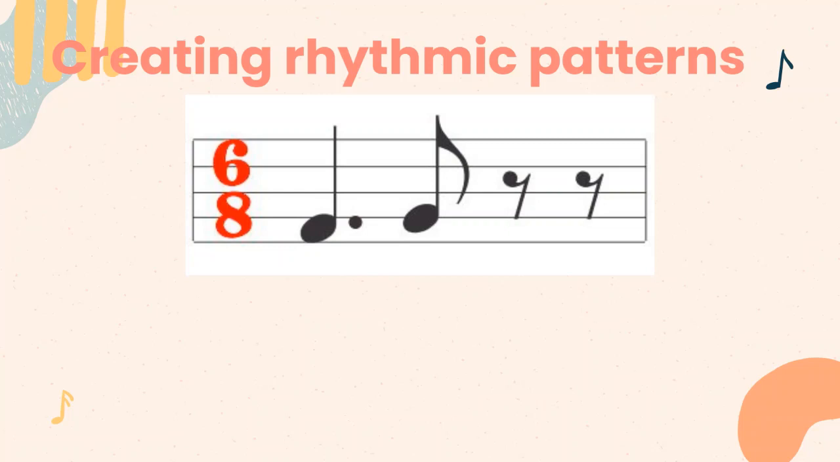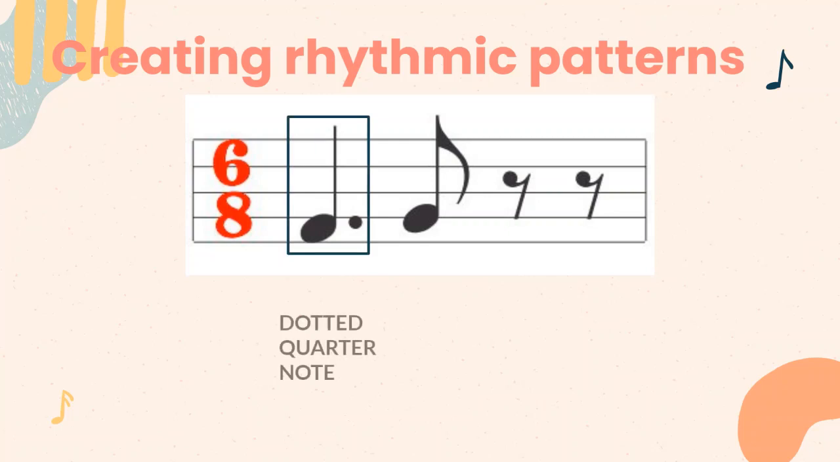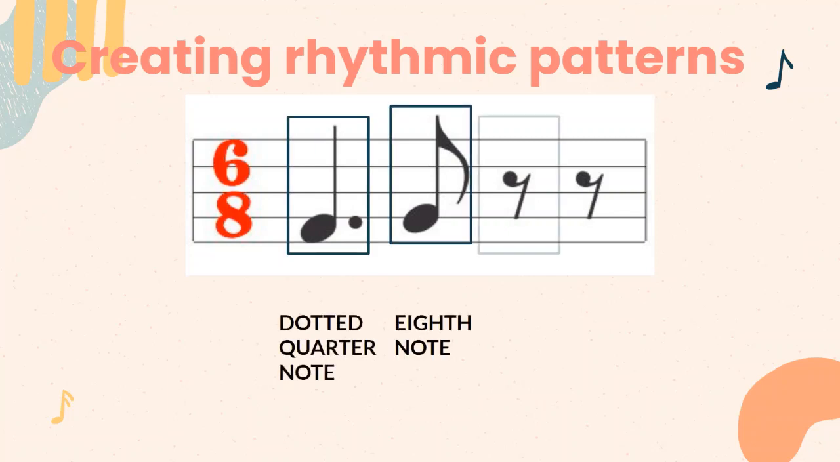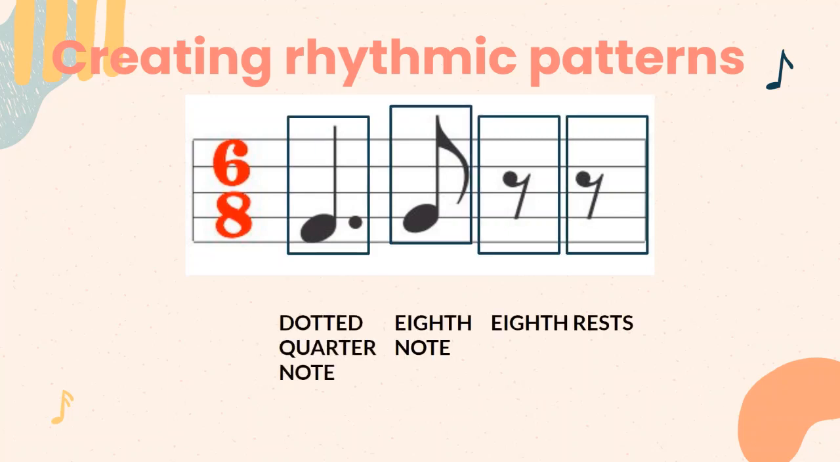This is another example of a rhythmic pattern in 6/8 time signature. The notes used are dotted quarter note, eighth note, and 2 eighth rests. The value of a dotted quarter note is 3, the value of an eighth note is 1, and the value of an eighth rest is 1. If we total the values of these notes, it will result to 6.